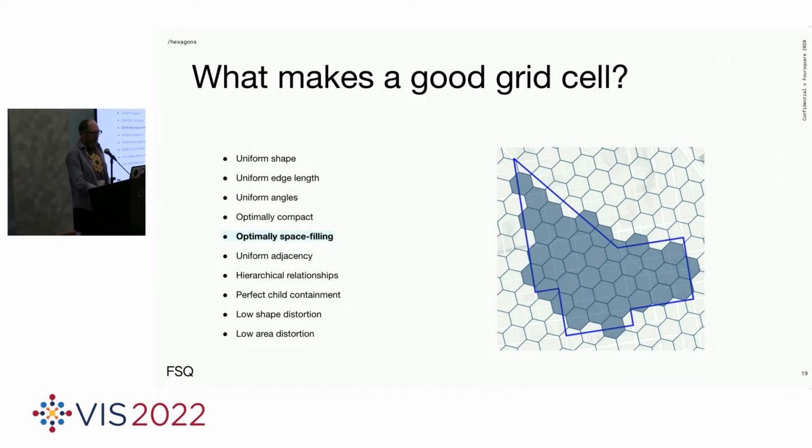You want something that's optimally space filling. So if you're going to be turning 2D shapes, country boundaries or other administrative boundaries or whatever you're trying to model, you want something that's going to do the best job of representing that shape as a set of cells. And while I don't have a mathematical proof for this, in general, hexagons, because of their compactness, are going to be better at this than squares or triangles for cells of approximately the same area.